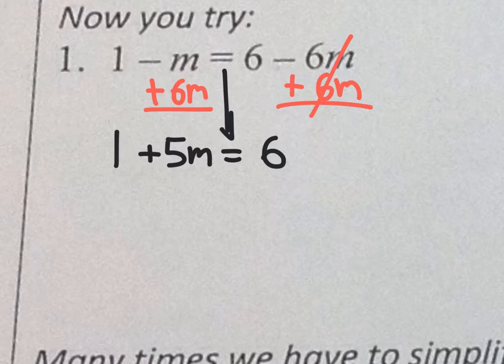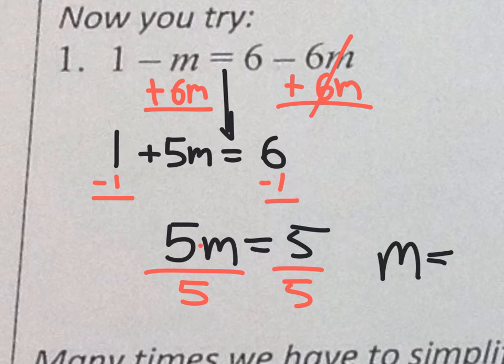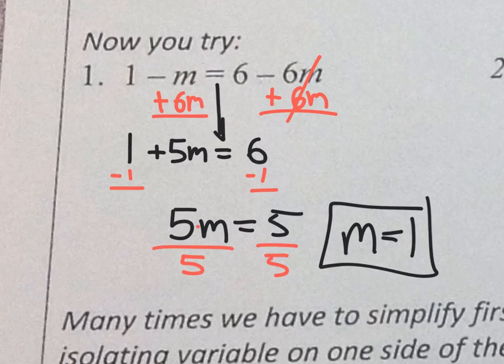And now I could worry about solving this equation by subtracting 1 on both sides. And you're going to end up with 5m equals 5. And your final step to get rid of the multiplication of 5 would be to divide by 5 and divide by 5. And we know that m equals 1. There's the answer there.